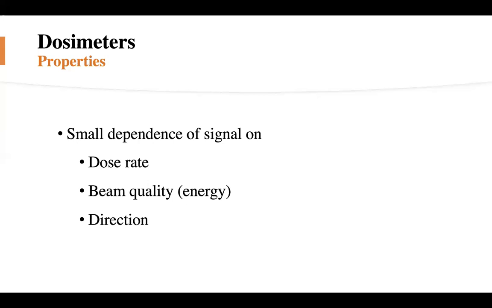The response curve for an ionization chamber is kind of saturated. So when you measure different energies with an ionization chamber, the response will not differ much, so the ionization chamber will produce almost accurate results. That is what we mean by independent of the beam quality or beam energy. If you measure different energies with this dosimeter, it should give you the same response.